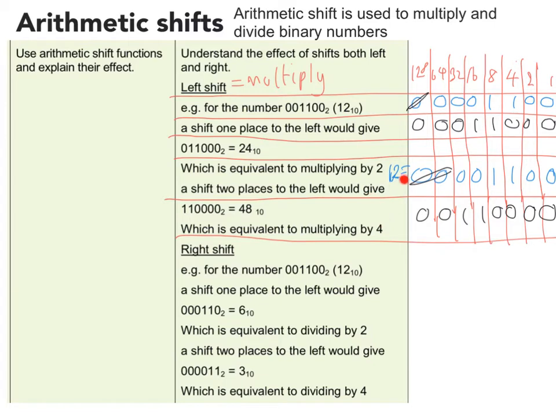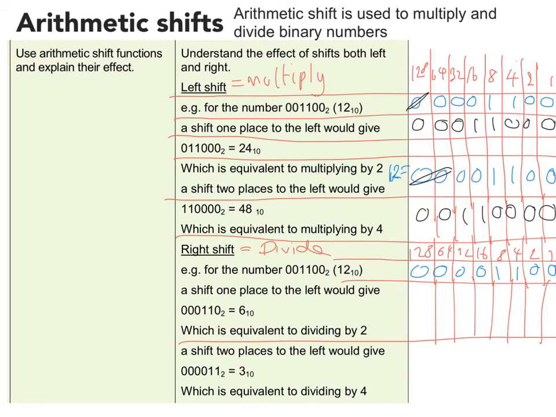So the original number 12 is being moved 2 places to the left, which is the equivalent of multiplying it by 4. If you were going to do this by 3 places, it would be the equivalent of multiplying it by 8. 4 places would be 16. Every time that you shift a number over, it doubles every single time.